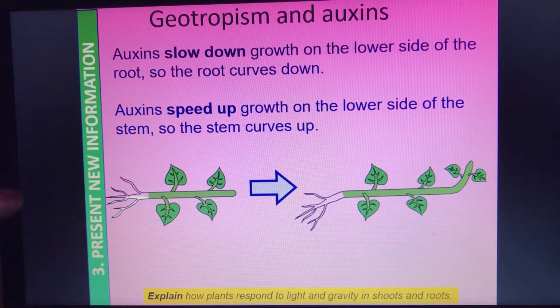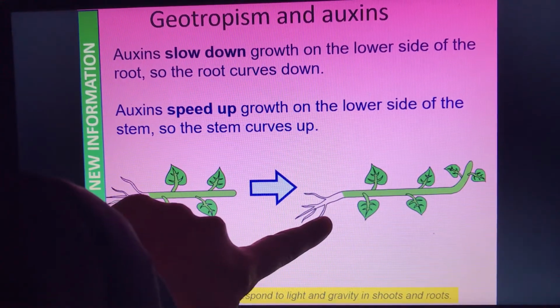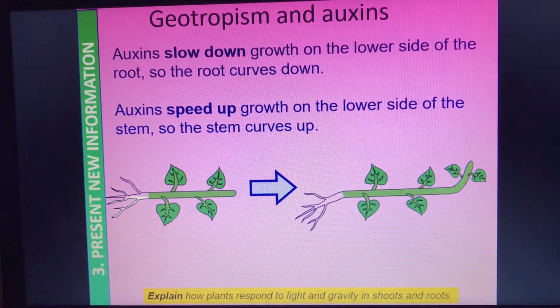So let's just make that clear. The auxin builds up in the lower side of the roots, makes that part grow slower, so the top of the roots comes down growing relatively faster, not actually faster, but relative to the slower growing roots, and bends back down into the soil.